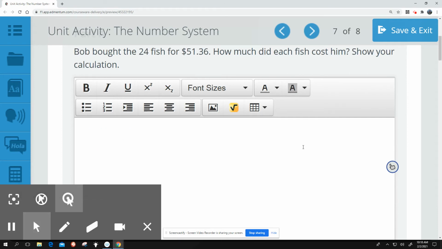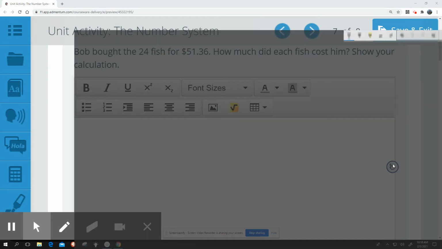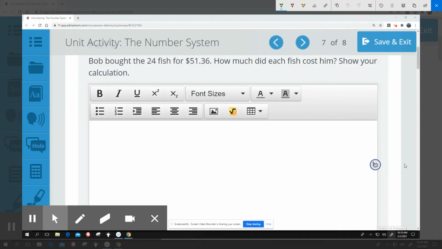Bob bought 24 fish for $51.36. How much did each fish cost him? Show your calculation. So this is going to be a division problem. And actually, this is like the unit rates that we learned about in Unit 1, as well as decimal division. Do you have a question? No, I answered. You want to talk through it?